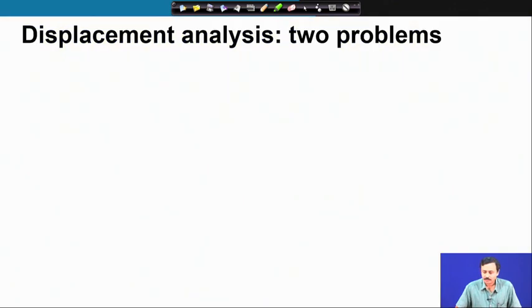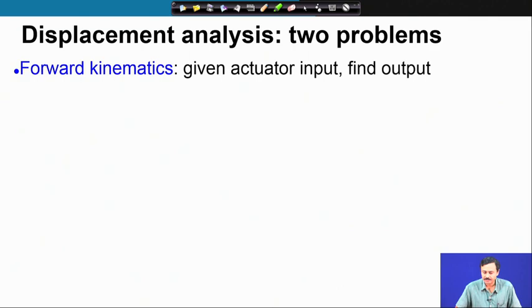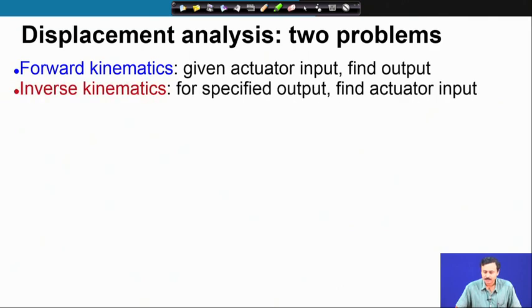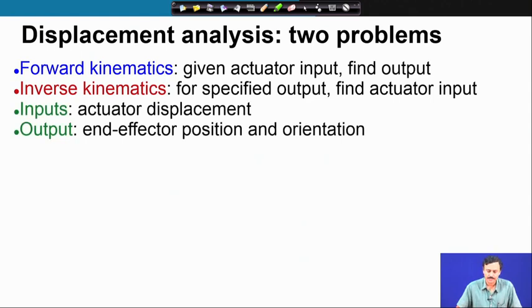So, we have already defined this forward and inverse kinematics problem. There are 2 problems in displacement analysis. Given the actuator input, find the output motion of the end effector. And the inverse kinematics problem is, for a specified output of the end effector, that means specified position and possibly orientation, we have to find out the actuator inputs. So, inputs are the actuator displacements and the output is the end effector position and orientation.